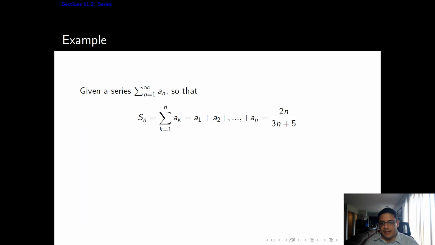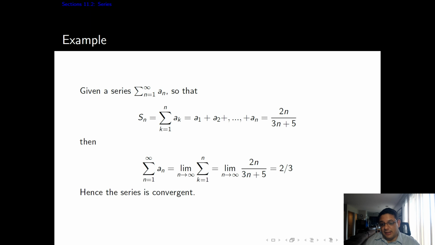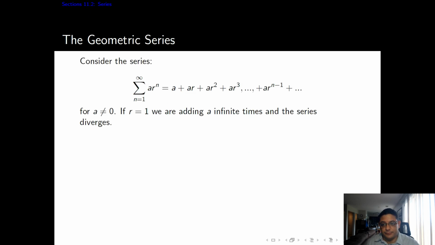So let's see an example of that. Given that we have a series so that the partial n sum is equal to 2n over 3n plus 5, we're going to apply the limit when n goes to infinity. The limit of this is going to be 2/3. And hence, because that's representing the whole sum, the series is going to be convergent, and the series from n equals 1 to infinity of a_n is going to add up to 2/3.